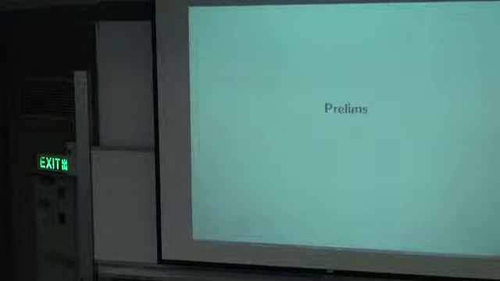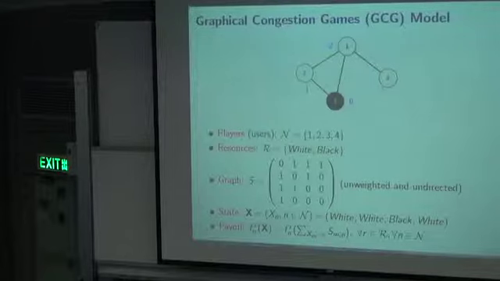Okay, so let me very quickly talk about some prelims with hopefully limited math. Okay, now this is the same model that we have just looked at. Okay, I'm going to use this to introduce what I mean by a graphical congestion game mathematically. We will have a set of players or users or nodes. Here we have 1, 2, 3, 4. We have a set of resources that each node can choose from. Here we have white or black.